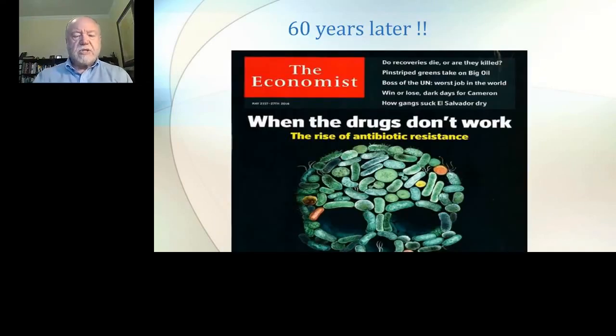I think we're all used to seeing these sorts of headlines, whether it's on printed media, TV, and so forth. When the drugs don't work, the rise of antibiotic resistance. This was a front cover from The Economist last year, but nevertheless, the rise of resistance has continued, and I think the story of the problems due to these multi-drug resistant pathogens gets worse almost by the day. It's important to realize that the problem is getting worse, and we don't seem to be learning a great deal about how to manage it.